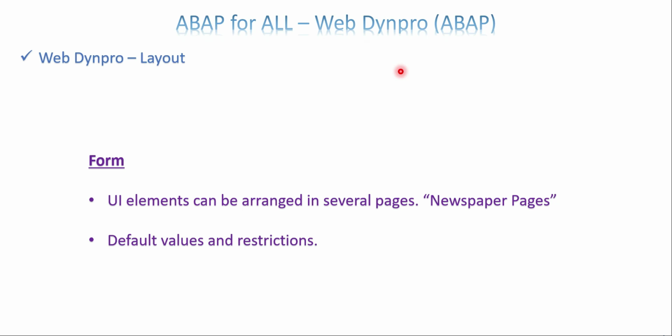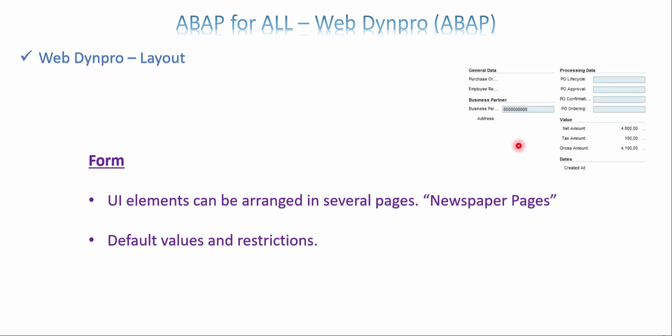So this is quite an interesting layout. If you want to keep UI elements in different blocks, in SAP they simply call it newspaper pages. I'll show you that. It looks like this. I want to design my page with some blocks. So general data is block 1, business partner block 2, processing data block 3, value date. So there are 5 different blocks, and I want to keep them maybe in parallel or downstairs. If you want to keep them like this, then you have to use form layout. It's quite an interesting layout, and you can keep blocks either in parallel or down as well.